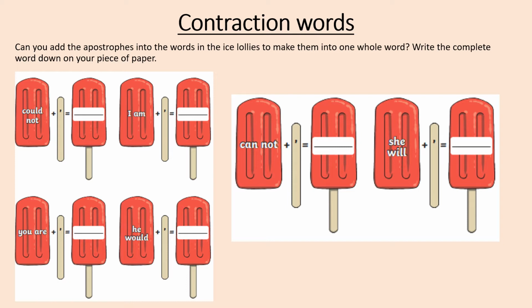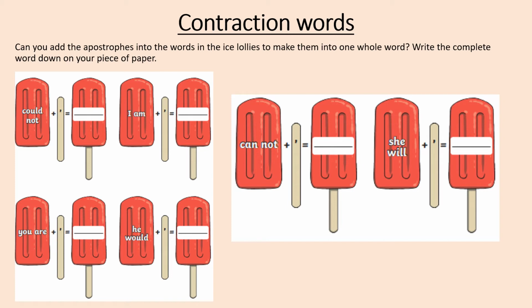So if we start at the top, you've got could not. Okay, if you add your apostrophe, when could not is squeezed together, what contracted word does that become? Now you can just write the word down on your piece of paper, but it must have an apostrophe in the right place. Now that apostrophe is replacing a letter or letters that are taken out of the word when it's been squeezed together. So could not becomes, what does it become? You write it down and see if you can put your apostrophe in the correct place.